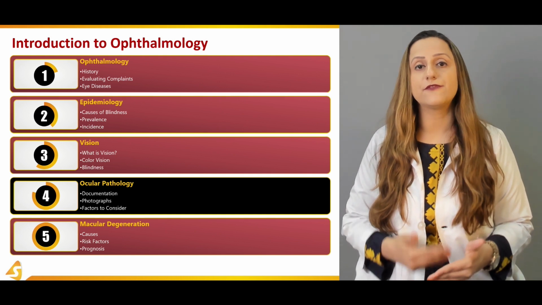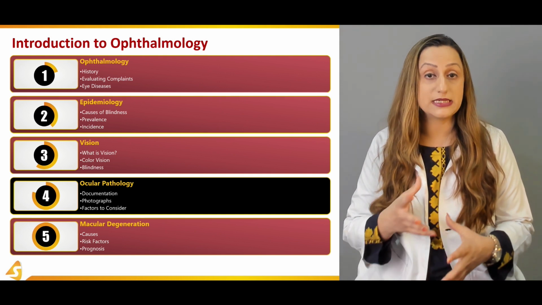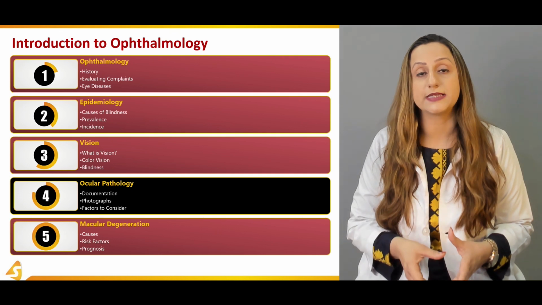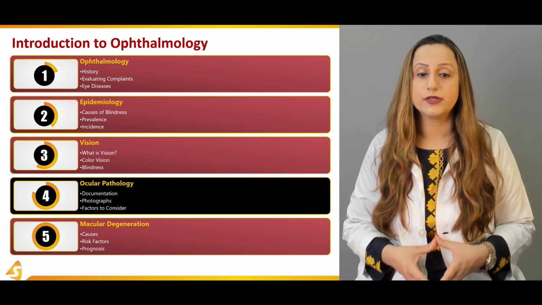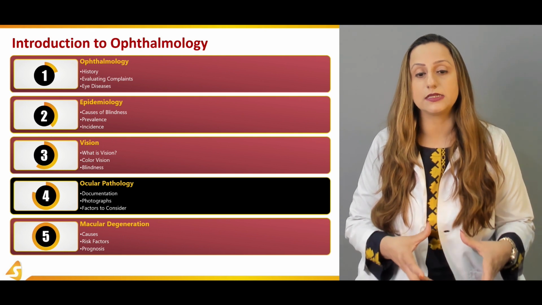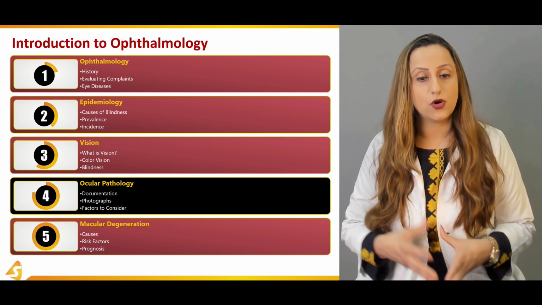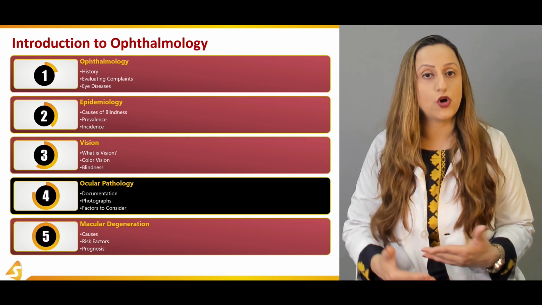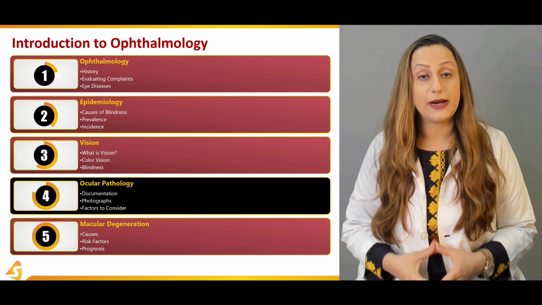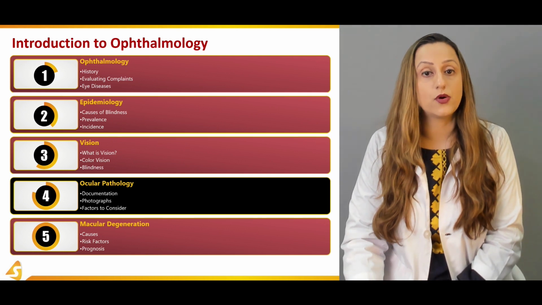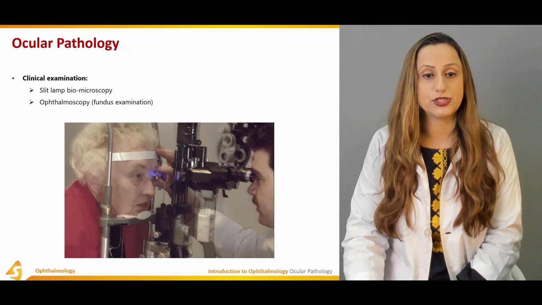So photographic evidence is again very important, and we'll be discussing the kinds of photographs that we're going to take in that particular individual. Then the factors to consider for that particular cause while we are documenting the ocular pathology. What are the other factors that we can consider about that particular disease that we are going to investigate in that particular patient?